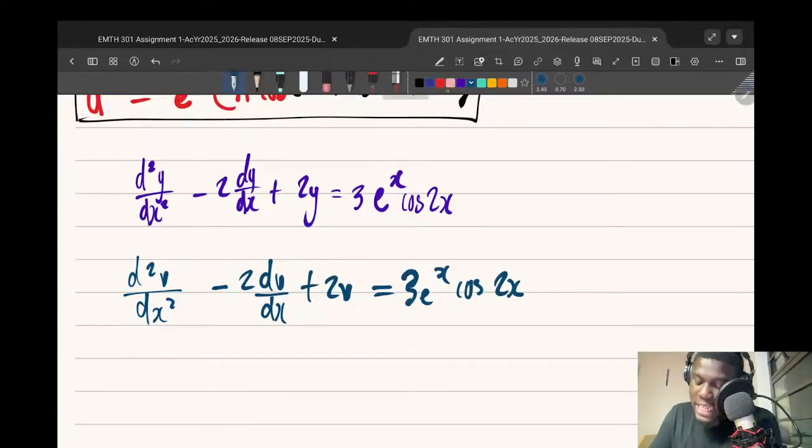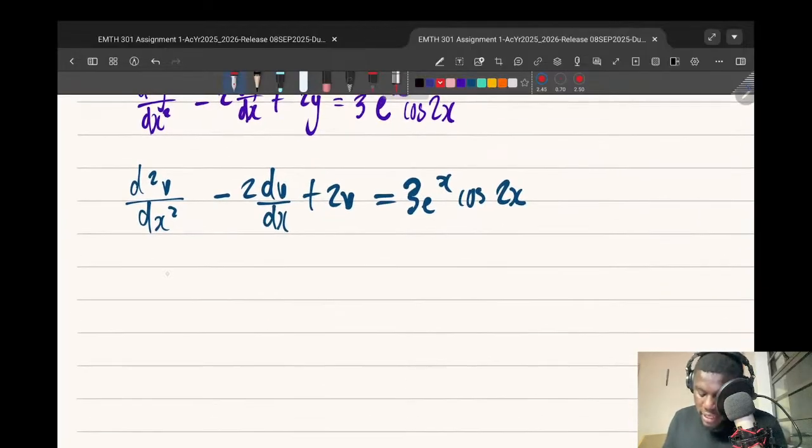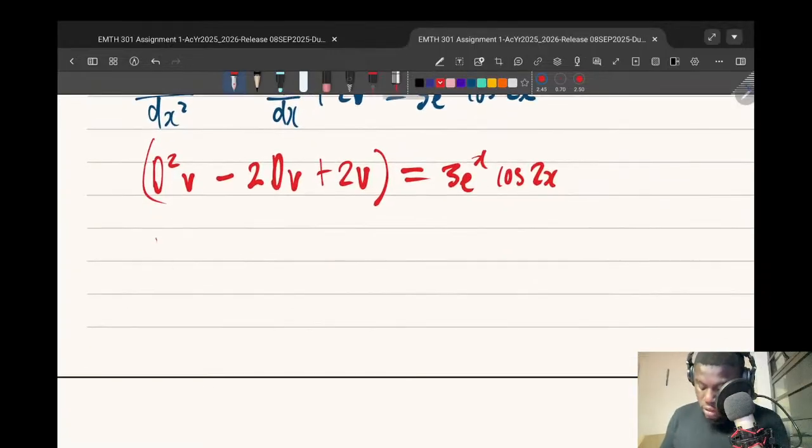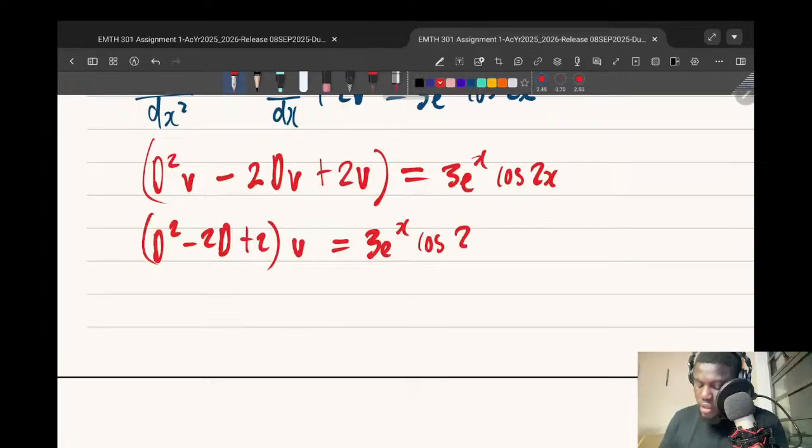We're not even integrating. This is like a joke. It's like playing games. You should be able to do it. So now the second derivative will be D squared of v minus 2D of v plus 2v is equal to 3e to the x cos 2x. Let's factor the v outside now. No, it's okay. Nothing crazy. (D squared minus 2D plus 2)v is equal to 3e to the x cos 2x.